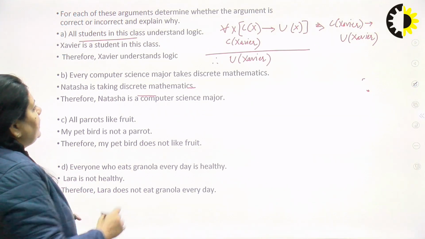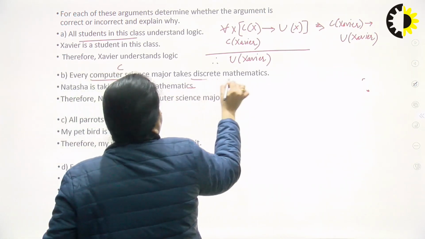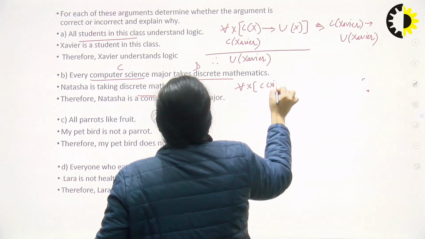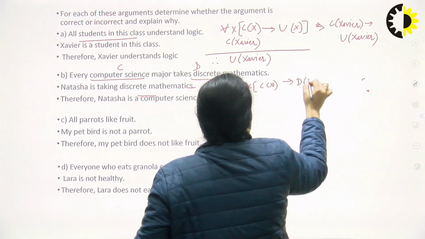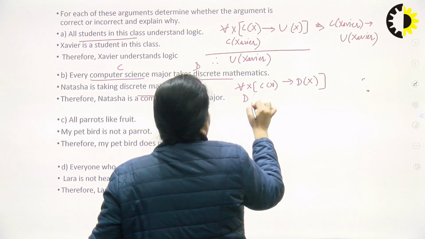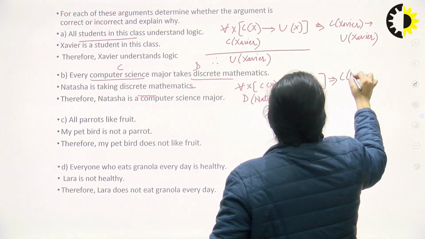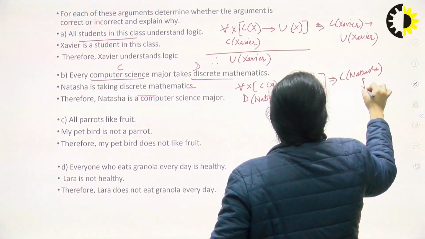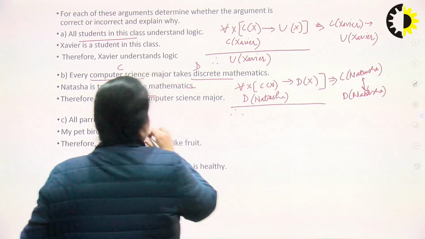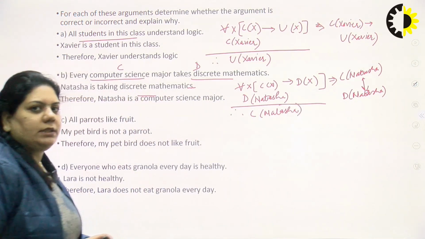Now, every computer science major takes discrete mathematics. For computer science, I am taking C, and for discrete mathematics, I am taking D. So, for all x, C(x) implies D(x). Natasha is taking discrete mathematics, so D(Natasha). And here we have concluded C(Natasha) leads to D. And what's the conclusion we got? Therefore, Natasha is a computer science major. Hope you are getting these points, how I am solving it.